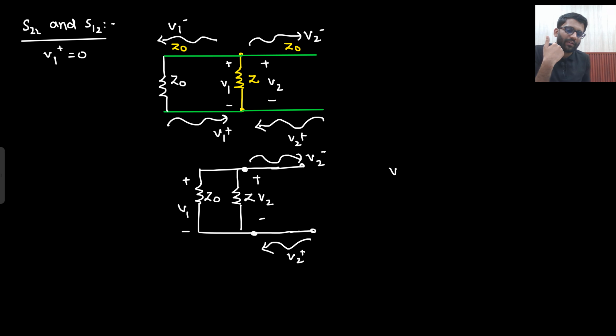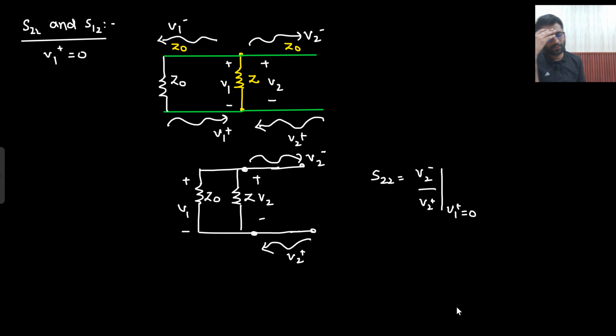So what do I need to find? S22. S22 is equal to V2 minus divided by V2 plus, with V1 plus equal to 0. And what is this? This is the reflection coefficient at load. And what is the reflection coefficient at load? Z parallel with Z0, ZL minus Z0. It is having intrinsic impedance of Z0. So ZL minus Z0 upon ZL plus Z0.